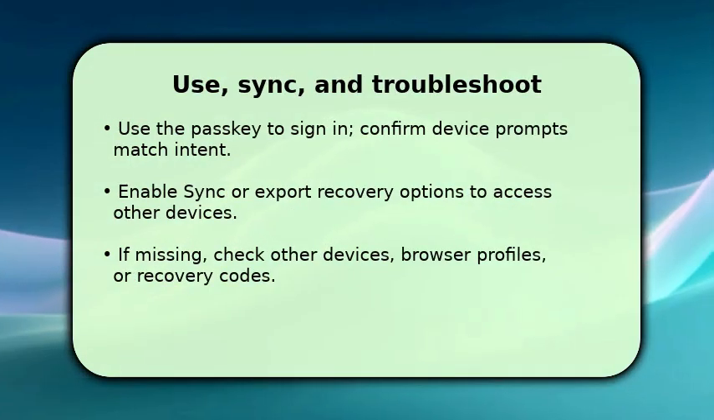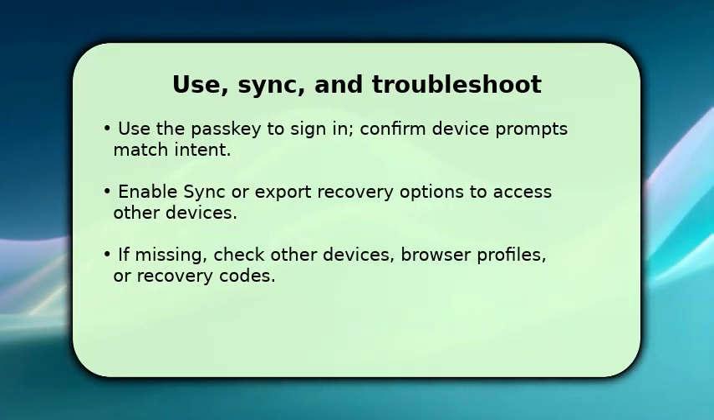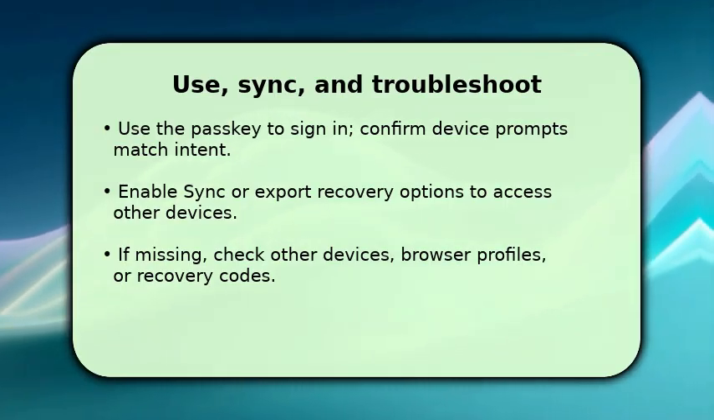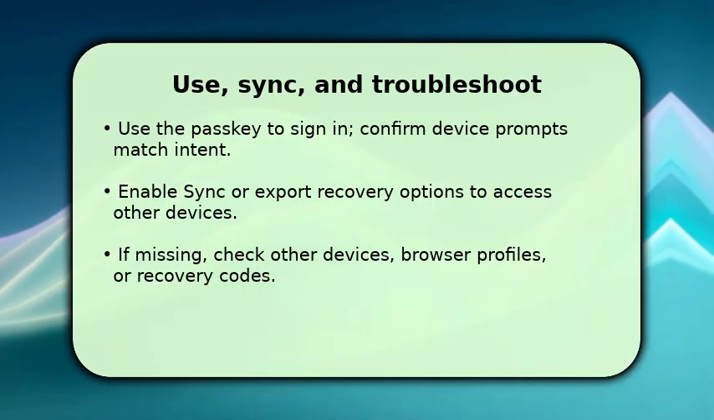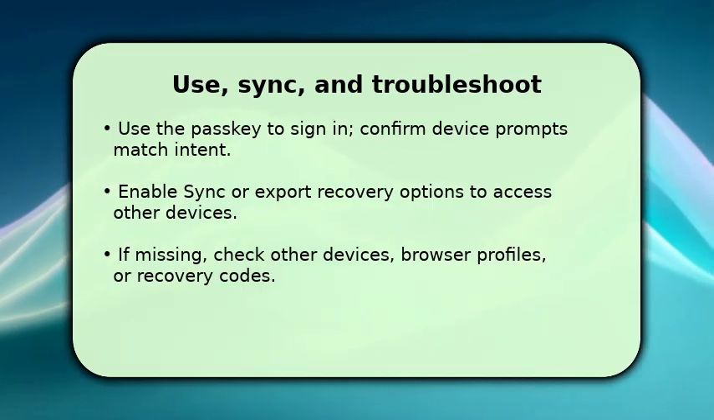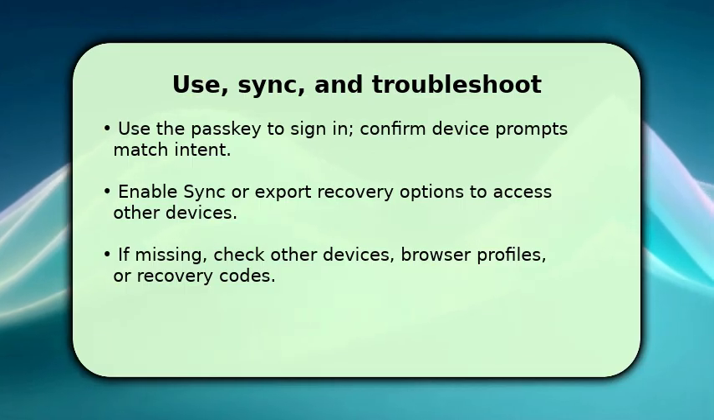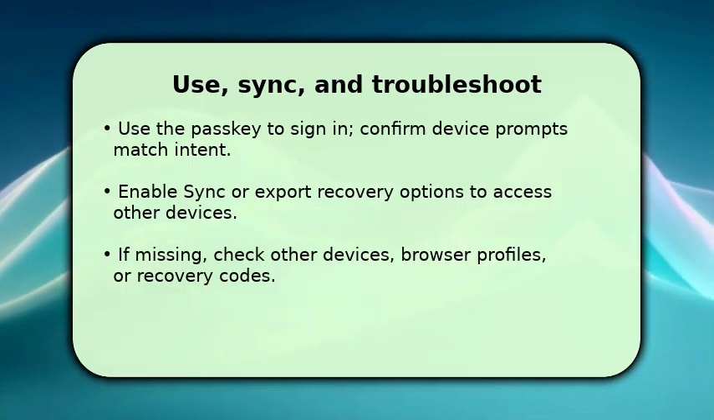You finish by using the passkey for sign-in. Trigger the sign-in flow on the site or app and confirm the prompt on your device. Approve with biometrics or PIN. Once access works, enable sync or add a recovery method so the passkey is available on other devices later.